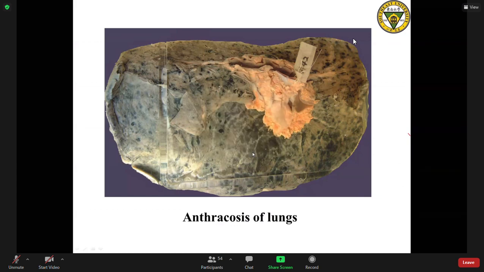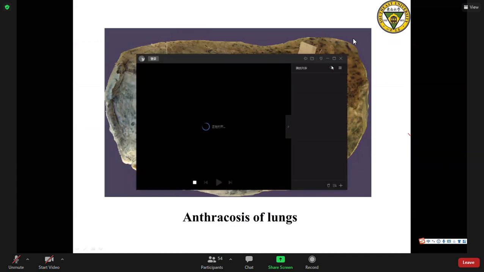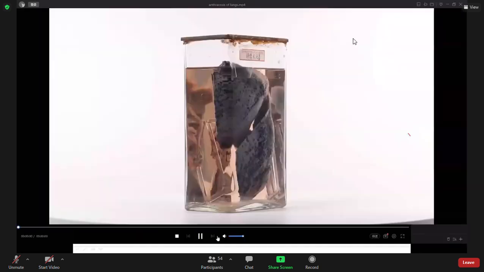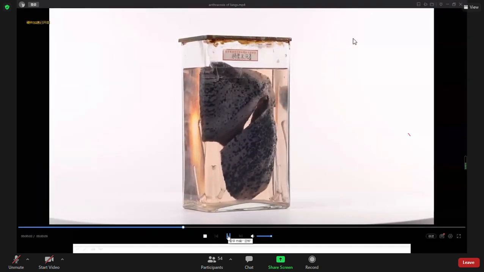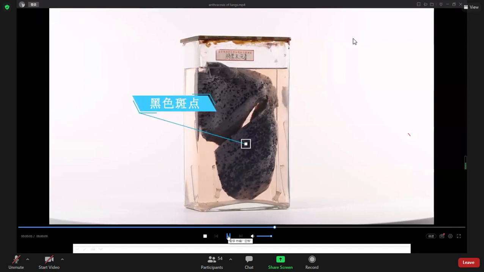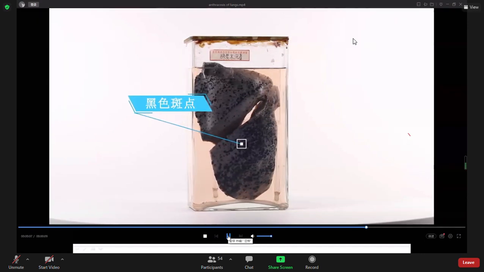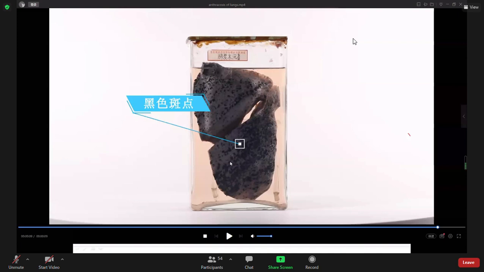We have this video. Okay, it's also many black carbon dust deposits in the lungs. Here we can see many black dust, anthracosis. And this patient may be a miner, some mine coal can deposit in the lungs.